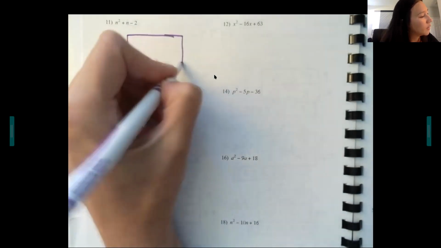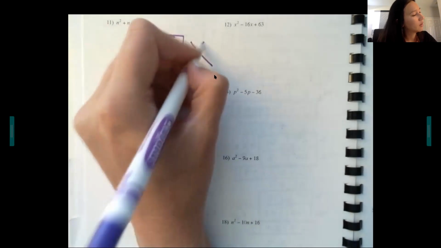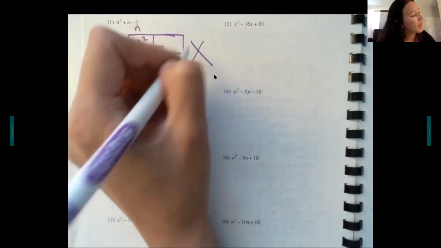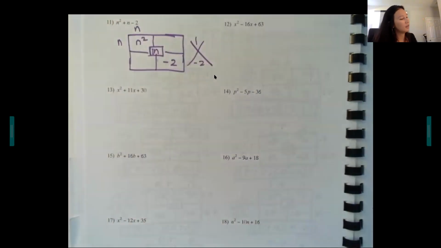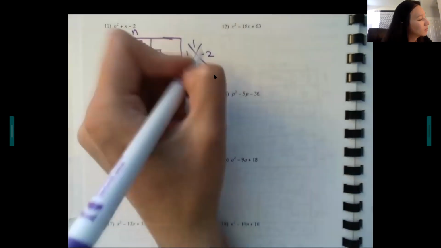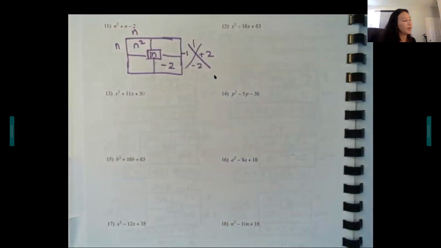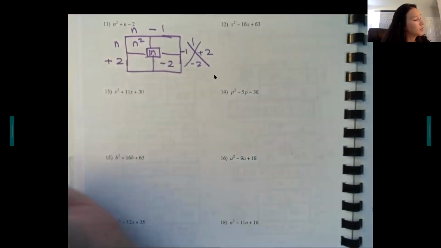Okay, and then Esmeralda left, so I'll go ahead and do hers. So we have n squared plus n minus 2. So it multiplies to negative 2 and adds to 1. There is a 1 in front of that n. That would be 1 and negative 2. Oh, nope, that would be positive 2 and negative 1, because we want it to add to a positive. So n minus 1 times n plus 2.